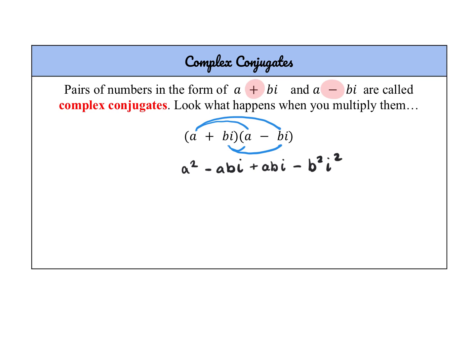Now let's combine like terms. Well, you see that we have negative abi and positive abi. So that will become 0. That cancels out. And then we see that i squared term that we know becomes negative 1. So now we have a squared minus b squared times negative 1, which just becomes a squared plus b squared. So you can see when I multiply complex conjugates, the imaginary term disappears. So this is going to be a really useful strategy for us when we need to turn something imaginary into something real.